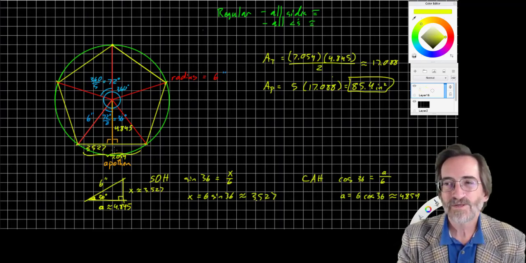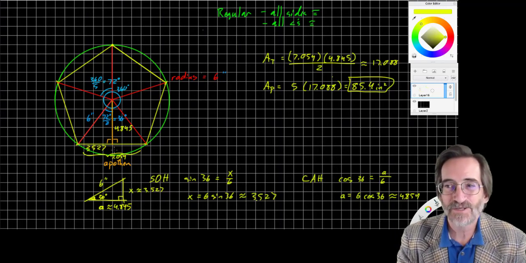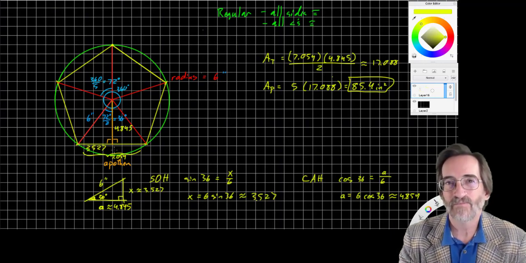So notice the triangle trigonometry. You have to use sine, cosine, and tangent to solve for the missing parts. But it all comes down to finding the area of a triangle and then multiplying by the number of sides.